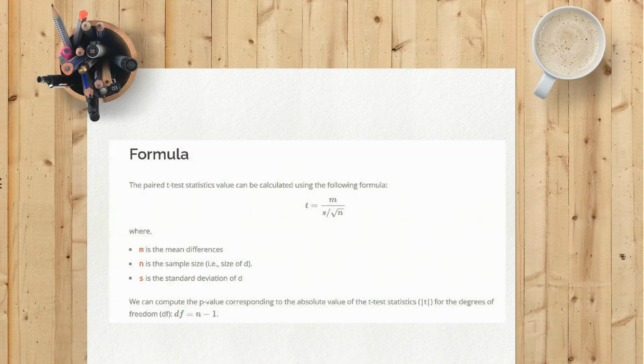The paired t-test statistic value can be calculated using the following formula. t equals m divided by s divided by square root of n, where m is the mean of the differences, n is the sample size, that means size of d, and s is the standard deviation of d. We can compute the p-value corresponding to the absolute value of the t-test statistic, t, for the degrees of freedom df equals n-1.